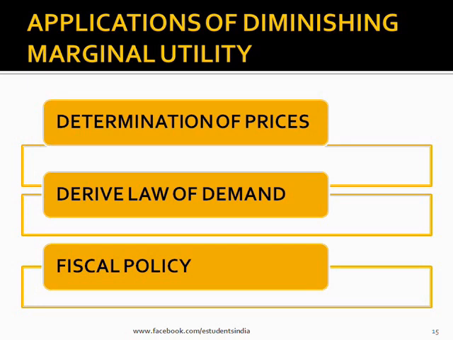This is the water-diamond paradox. Do you know the answer? Adam Smith, the father of economics, was greatly surprised by the water-diamond paradox. He could not solve it. But modern economists can solve it with the concept of marginal utility. How can they solve it?